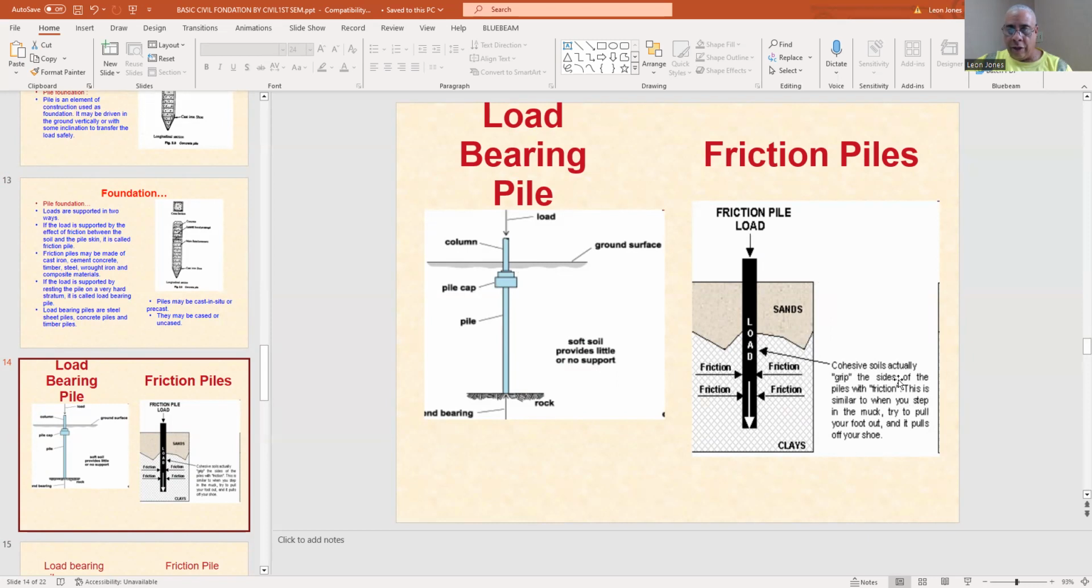Cohesive soils actually grip the side. That's where you get friction. Cohesive soils, you have sand, sand and clay. This is when you step into the muck, you try to pull your feet out and it pulls your shoe. That's that friction. Here's the load. Generally, you have sands and you have clays.